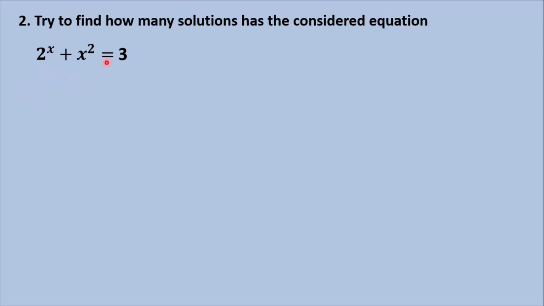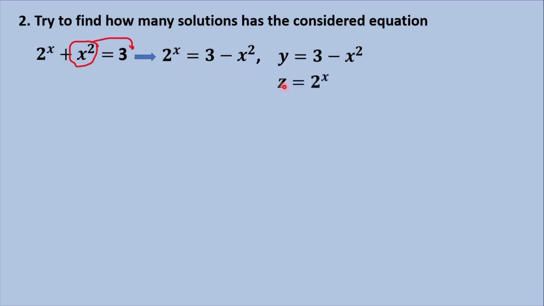First, we move x squared to the right hand side of this equation, so rewrite it in this form. Then we consider two functions. One represents the right hand side of the equation, and the second represents the left hand side of this equation. And we make a sketch of these two functions.